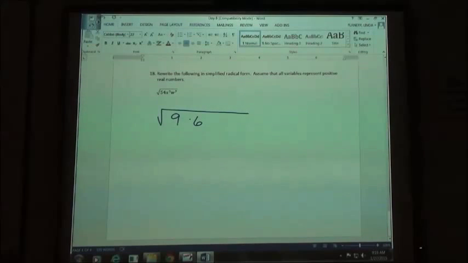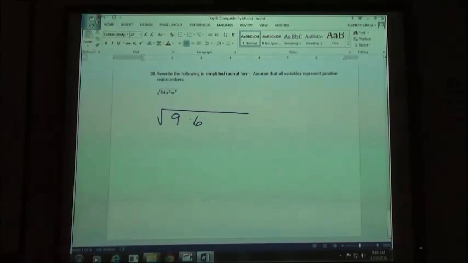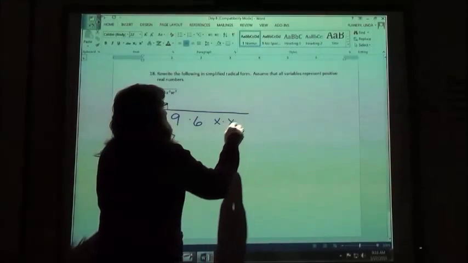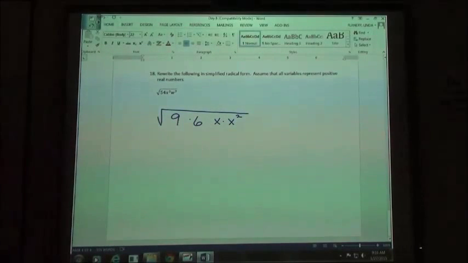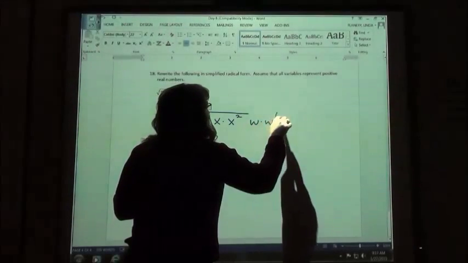9 times 6, 54. The x to the third, do we need to factor that one? Yep. What do we factor it into? X and x squared. Right, if I take 1 out, I've got 2 left over. 1 plus 2 is 3. How about the w to the 7th? What should I do with that one? W and w to the 6th.